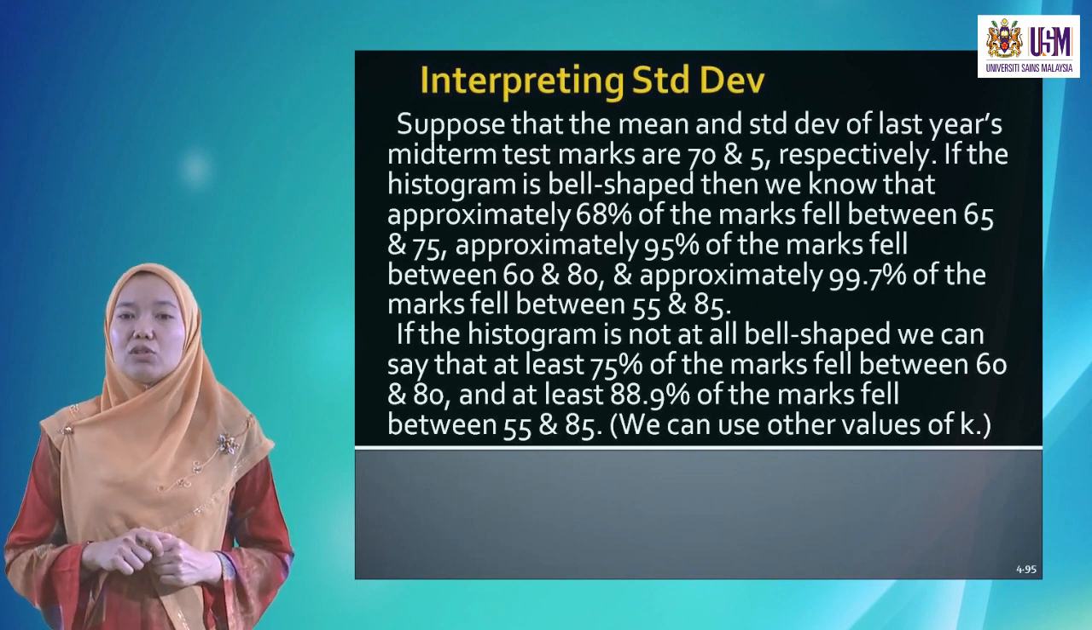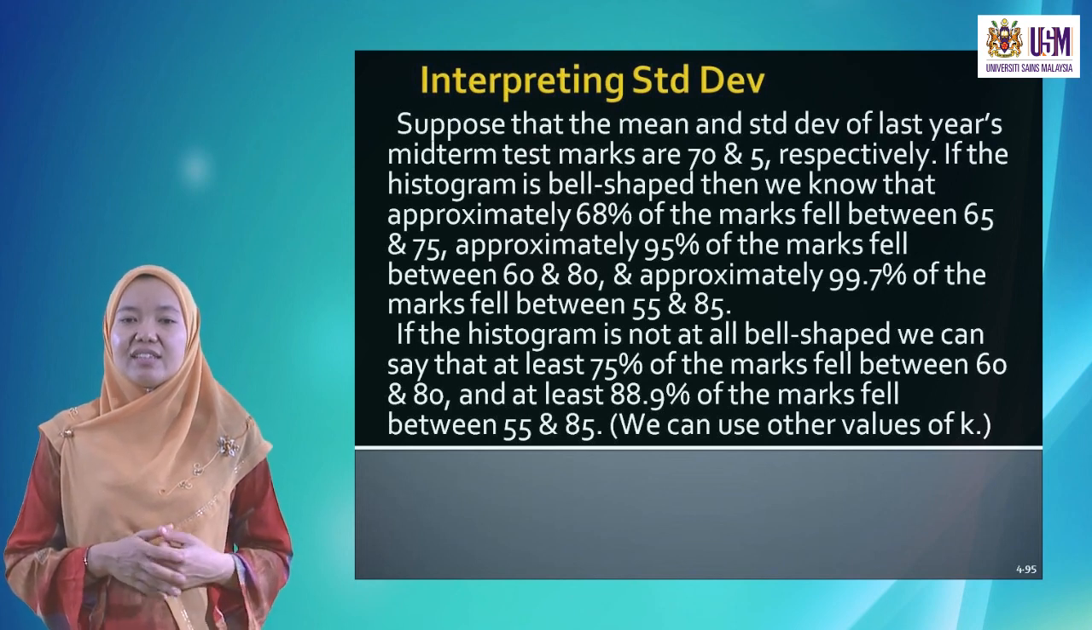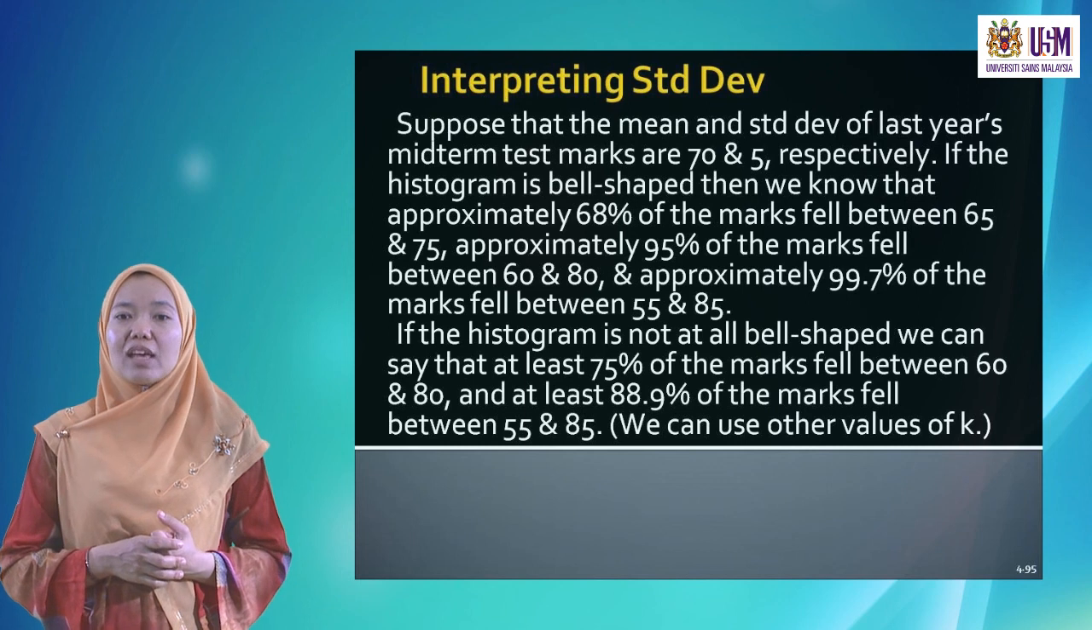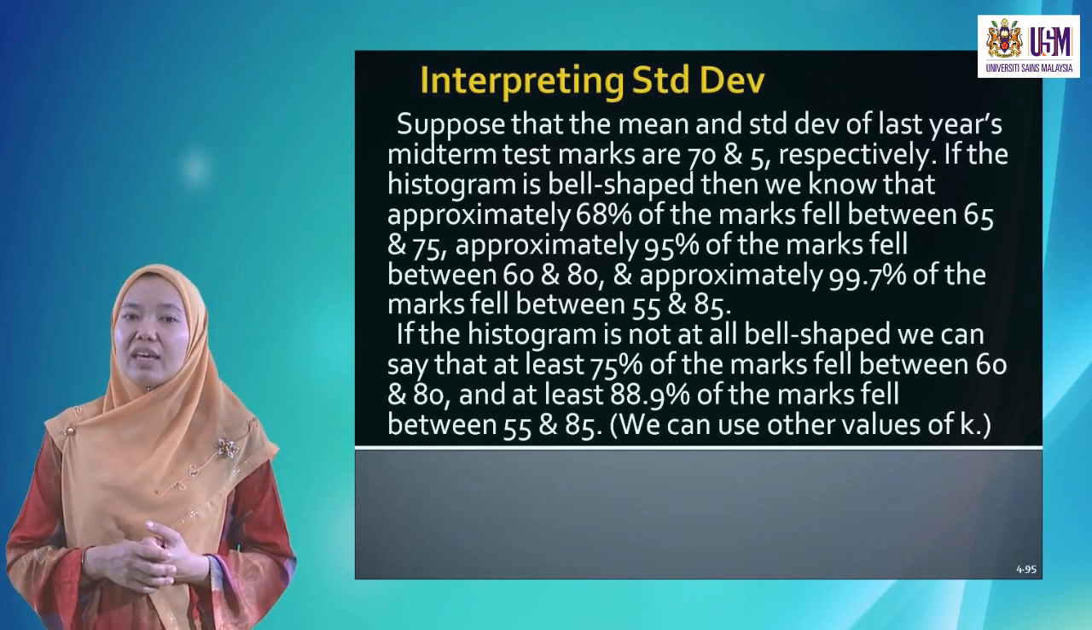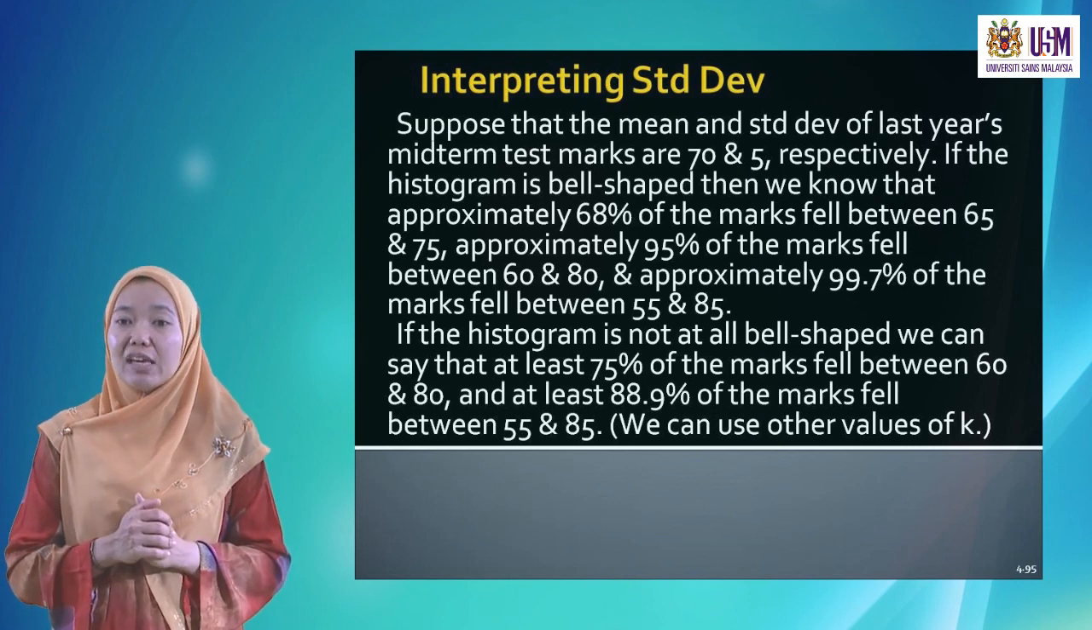If the histogram is not at all bell-shaped, you can say that at least 75% of the marks fall between 60 and 80, and at least 88.9% of the marks fall between 85 and 55. We can use other values of K as well.